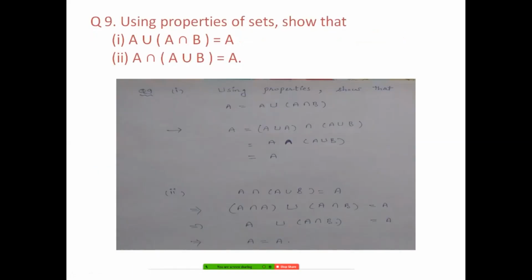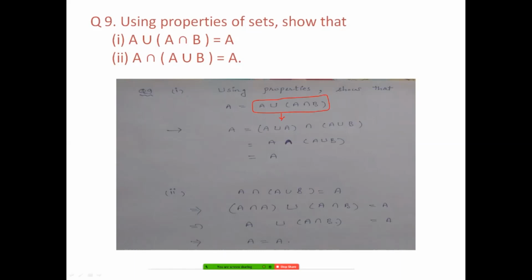Question number 9. Using properties of sets, show that A union (A intersection B) is equal to A. So first of all, what is A union (A intersection B)? This means, by the distributive law, (A union A) intersection (A union B). A union A means A, so this is A intersection (A union B).